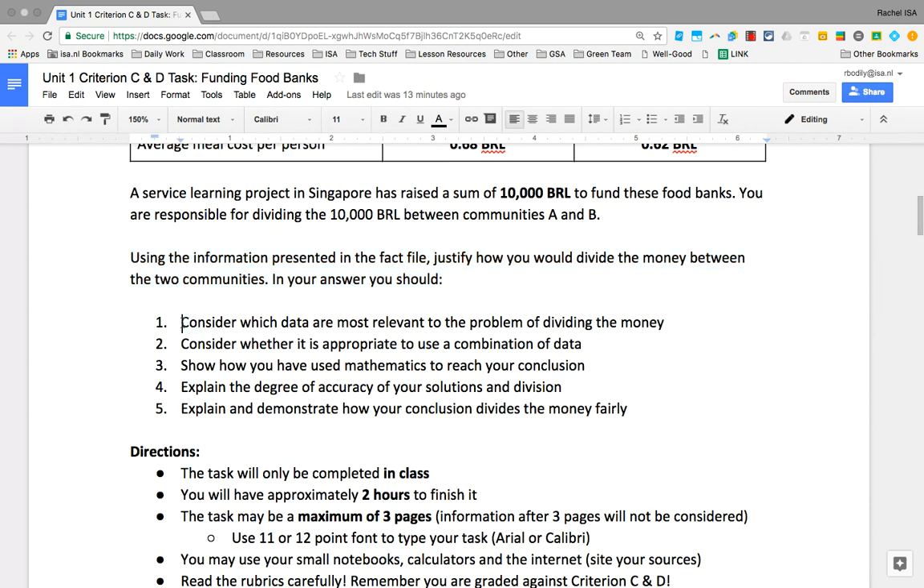Consider which data is the most relevant to this problem. Consider whether it's appropriate to use a combination of data. So maybe you want to use 2 or 3 or 4 different pieces or elements of the data above. Show how you've used mathematics to reach your conclusion. And remember, this is Criterion C, so you need to use multiple forms of mathematical representation. So 3 to 4 forms of representation. Explain the degree of accuracy of your solutions and division. And also explain and demonstrate how your conclusion divides the money fairly. So that's some reasoning that you can do there and some real life justification.